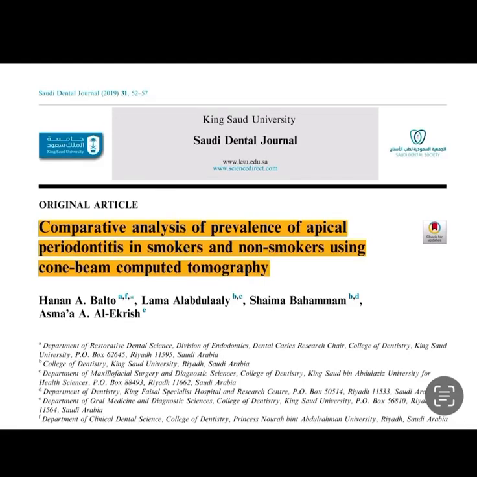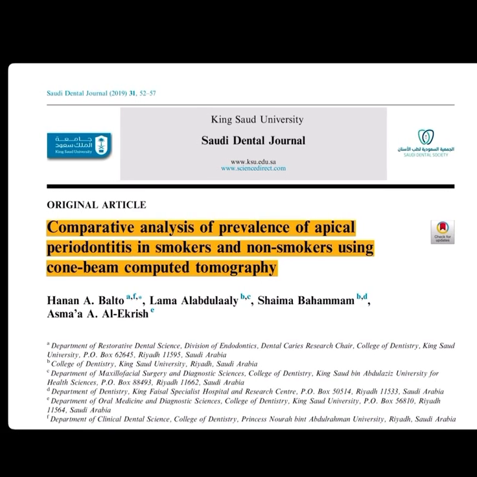Comparative analysis of prevalence of apical periodontitis in smokers and non-smokers using cone beam computed tomography by Dr. Balto et al. in 2018. So the aim of the study was to compare the prevalence as well as the size of periapical lesion among smokers and non-smokers using CBCT. The information obtained may help to clarify whether or not smoking is a risk factor for apical periodontitis and thus is expected to be useful in understanding the immune response in the apical region.